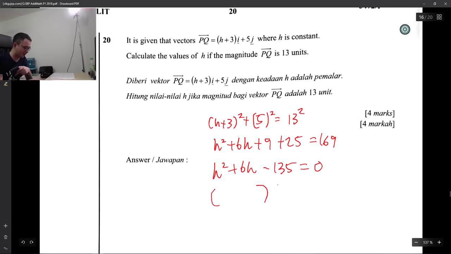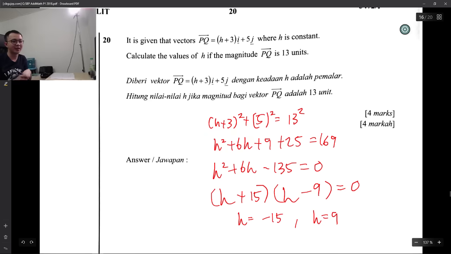So h squared plus 6h, plus 9 plus 25 minus 169, which is minus 135, equals 0. Then you will just factorize this one to find the h value. 135, I guess, can divide by 15, right? 9. So it should be 15 and 9. This one should be plus and minus. So h is equal to negative 15 or h equals 9.